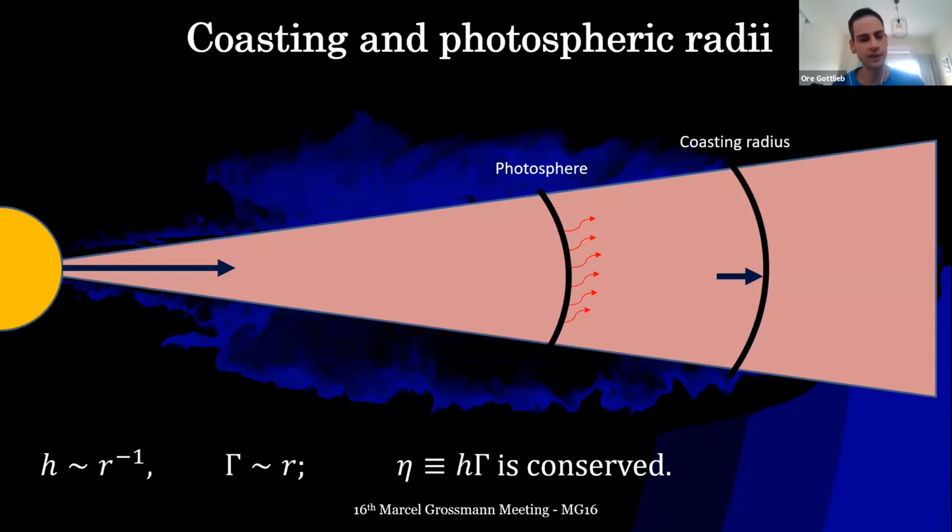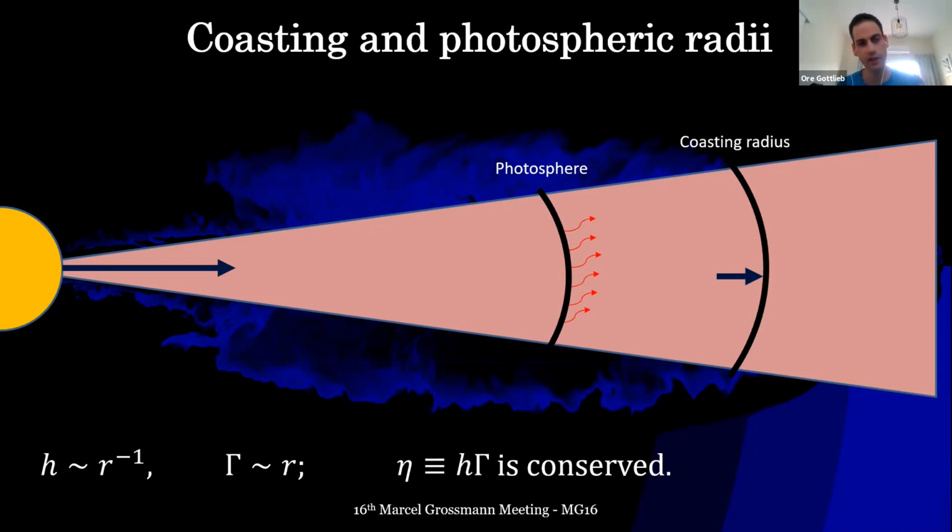Since we know that the Lorentz factor of GRB jets should be a few hundreds, maybe even a few thousands, it implies that the coasting radius, since the Lorentz factor scales linearly with the radius, would be much, much below the photosphere, and therefore the efficiency would be very low.